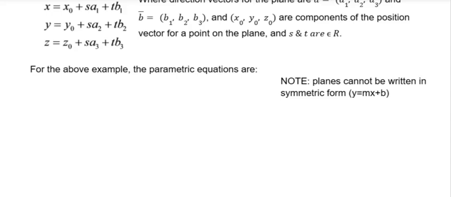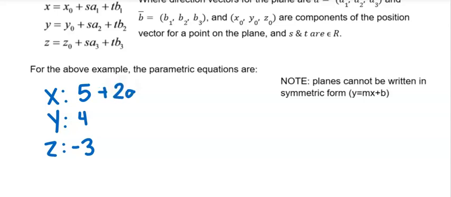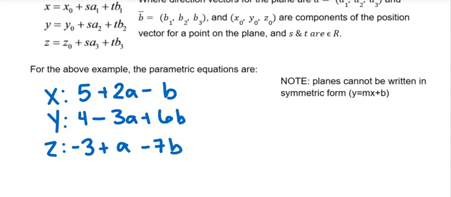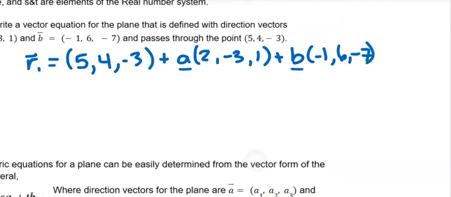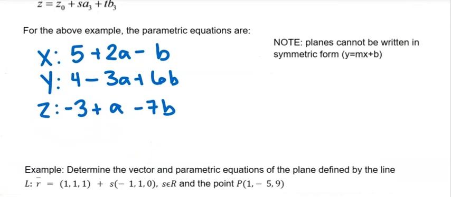If we were to convert that to a parametric equation, we would say, okay, I have these x, y, and z components. In that example, x started at 5, y started at 4, and z started at -3. And then we moved 2 in the a direction and -1 in the b direction. We moved -3 in the a direction and 6 in the b direction on y, and 1 in the a direction and -7 in the b direction on z. You can just look back at that and see that those are my direction vectors. These are my parametric equations.